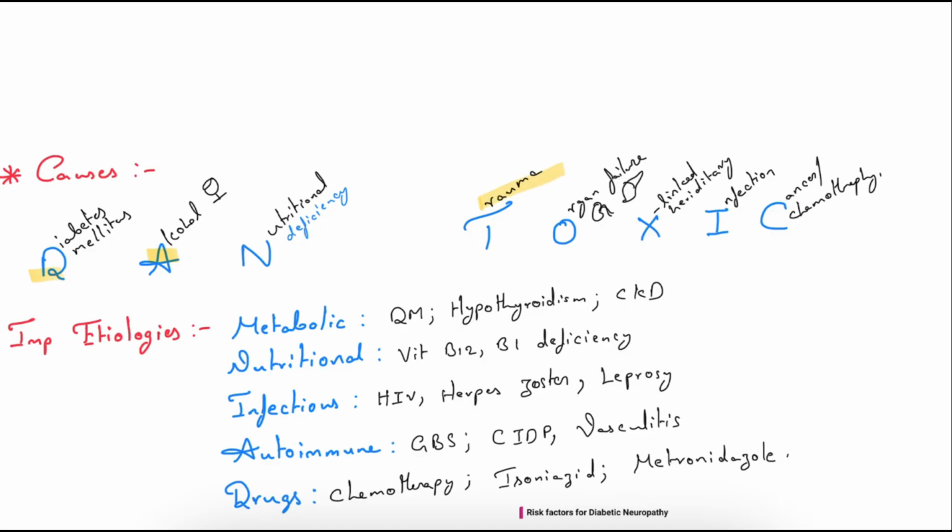Next, we can say trauma, organ failure like kidney and liver, and X-linked hereditary. X-linked hereditary means like some autoimmune problems. Next, I means infection. Next, C means cancer, or if any patient is taking chemotherapy. These are the main causes that will cause neuropathy. So DAN toxic: diabetes, alcohol, nutritional deficiency, trauma or organ failure, X-linked hereditary, infections, and cancer or chemotherapy.